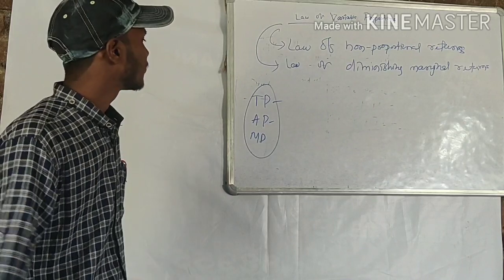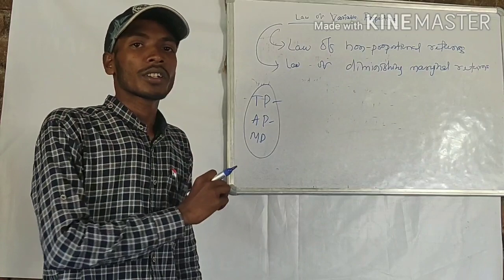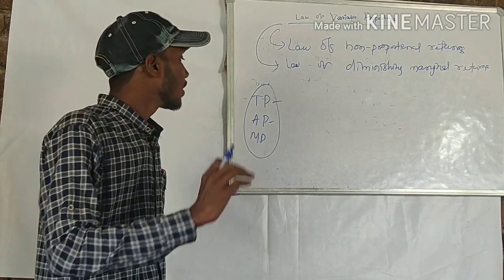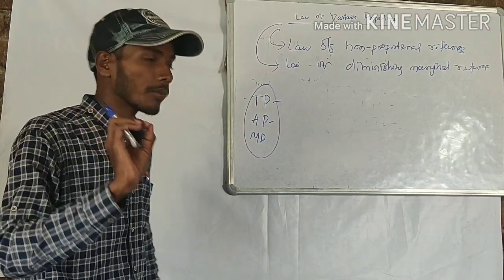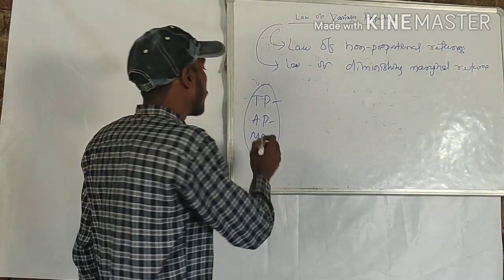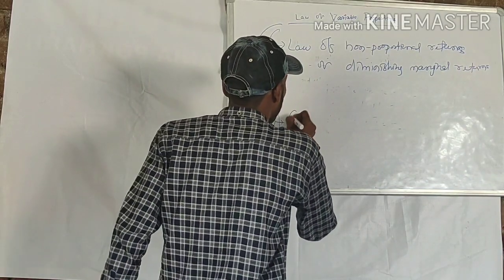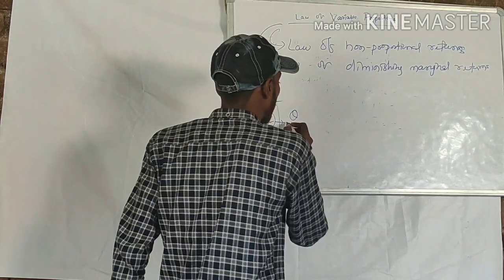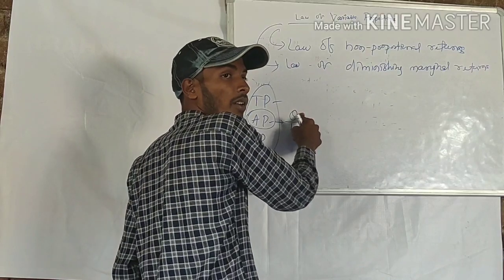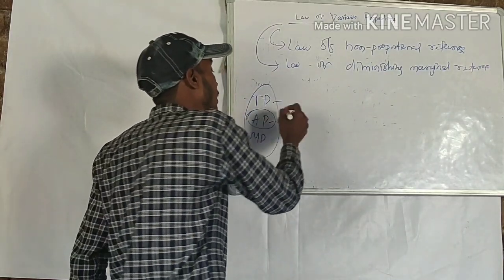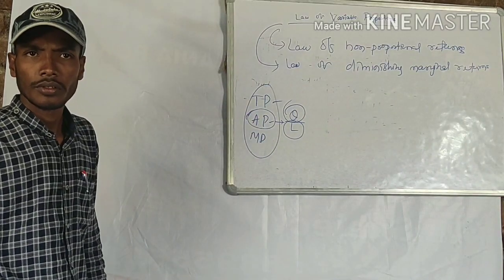And average product is the total product divided by the units of inputs. Suppose Q is the total product and L is the amount of labor. Then I may say that average product is the total amount of output divided by the amount of inputs. Understand this?